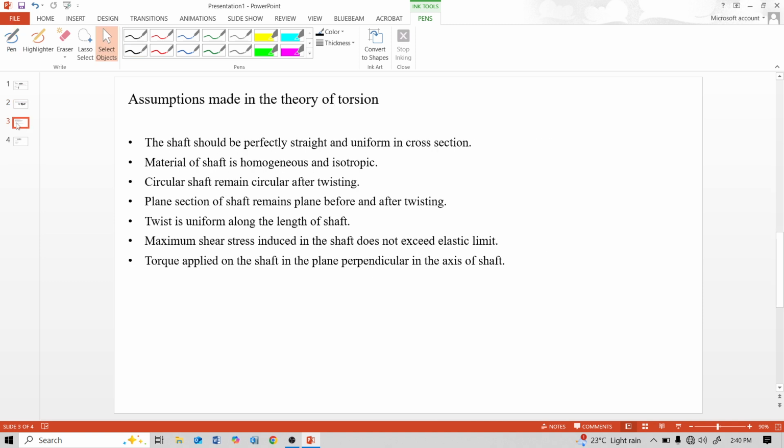Now next we see assumptions made in the theory of torsion. First assumption in the theory of torsion is the shaft should be perfectly straight and uniform in cross section. This shaft is straight. The shaft should not be bent or curved. It should be straight and uniform in cross section, with the cross section similar at any distance.